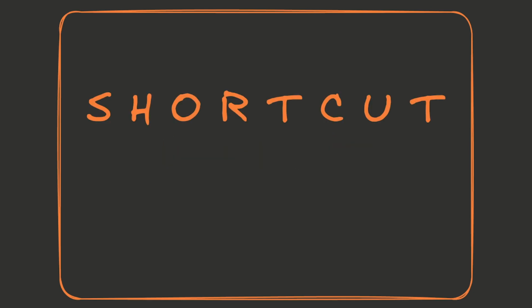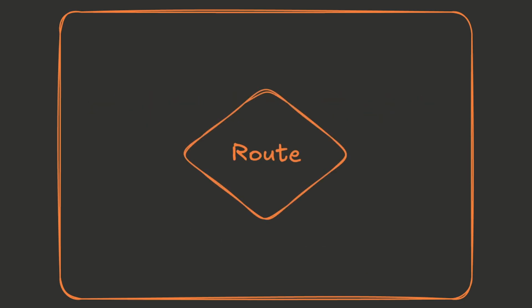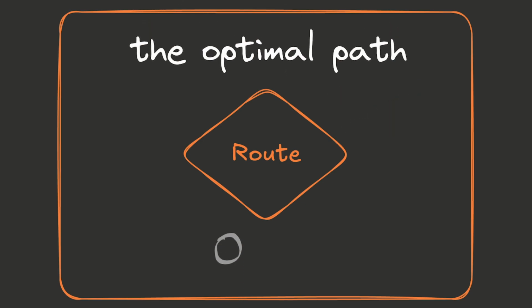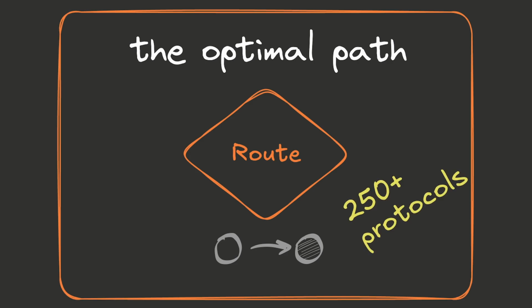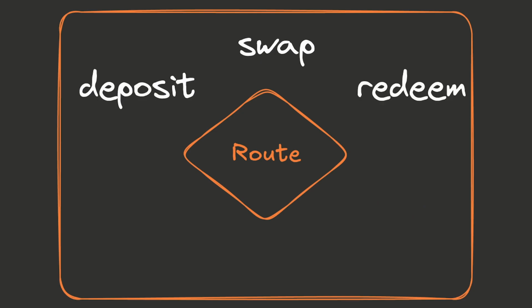The Routing API gives you access to shortcuts. They translate your DeFi ideas into runnable transactions. While you can use it for simple swaps, it's much more powerful. It finds optimal paths from any input token to any output token, optimizing across more than 250 protocols in real time. The path will consist of deposits, swaps, and redeems. And yes, cross-chain routing comes out of the box.